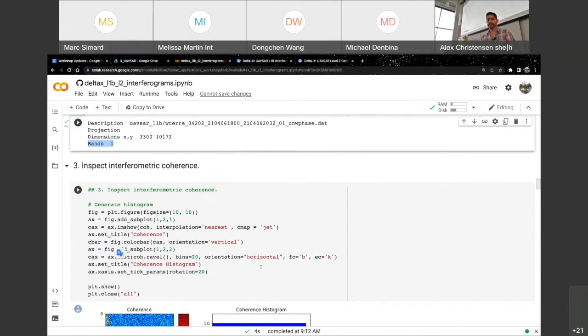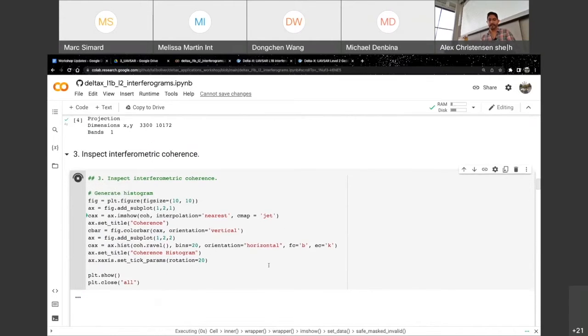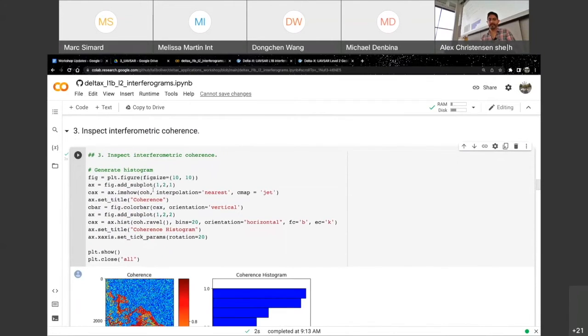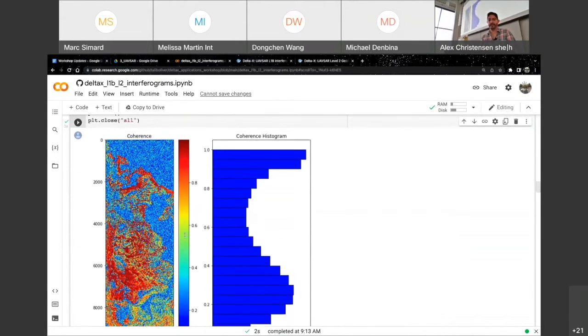So, okay, let's go ahead and start taking a look at our data. Let's plot the coherence, the interferometric coherence. You can see that I specify coherence, and I say, yes, this is the coherence. And I'm also going to plot the histogram of the coherence.